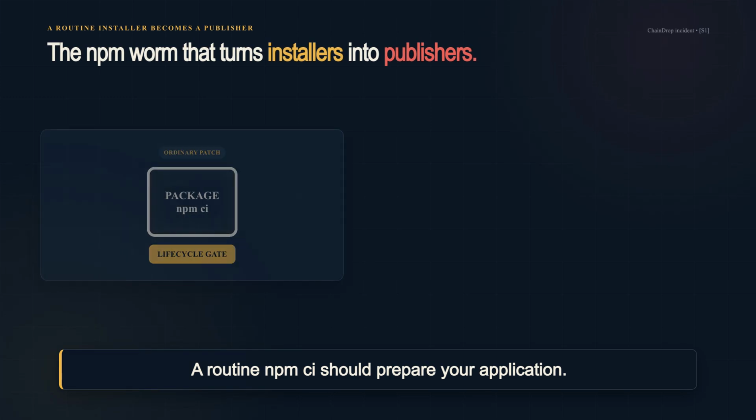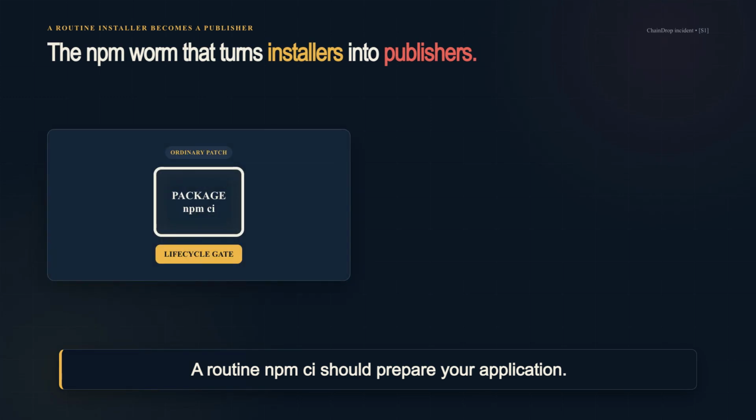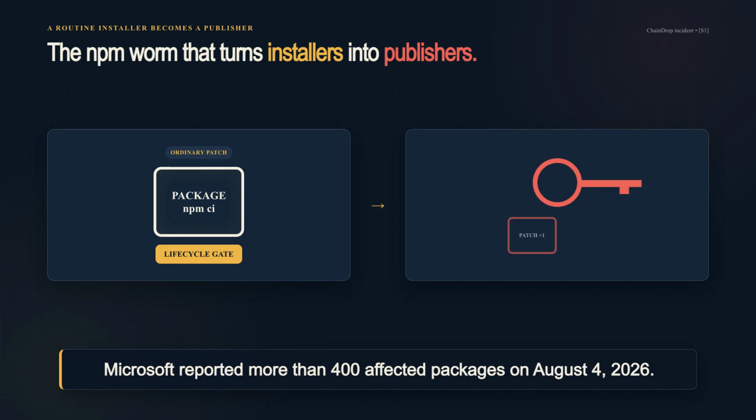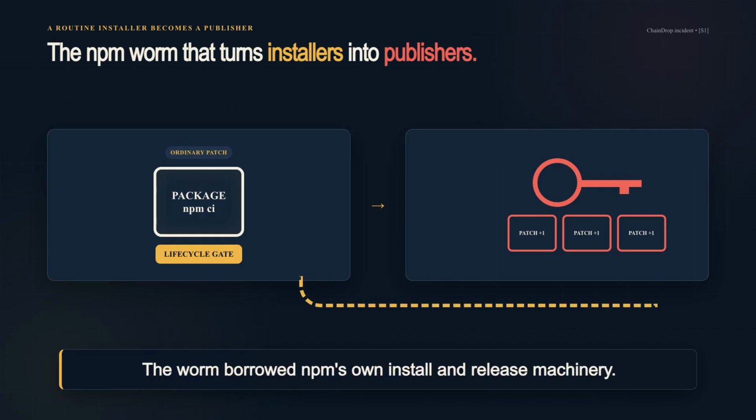A routine npm CI should prepare your application. But in the ChainDrop campaign, one poison package could make the build runner publish more poison packages. Microsoft reported more than 400 affected packages on August 4, 2026. The worm did not need a fresh network exploit for every victim. It borrowed npm's own install and release machinery.